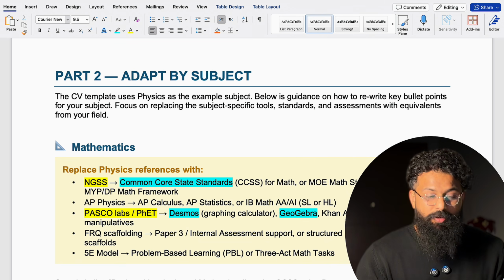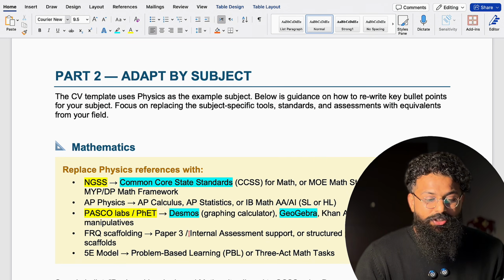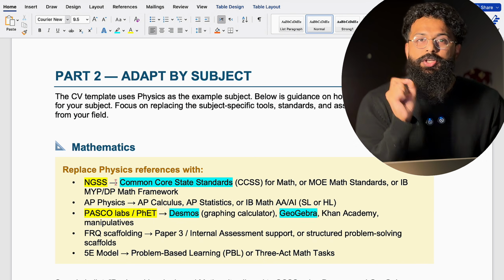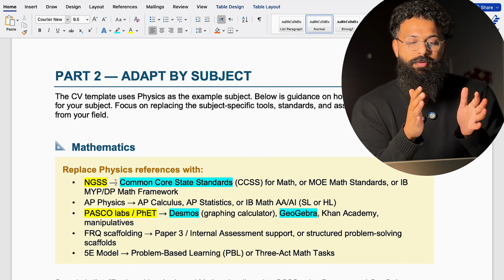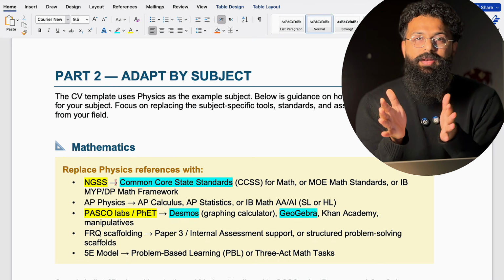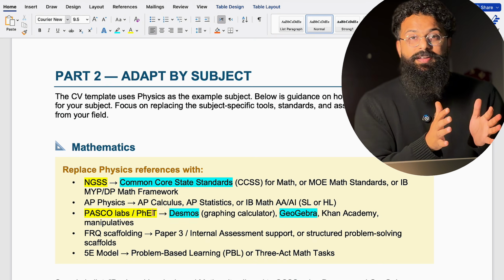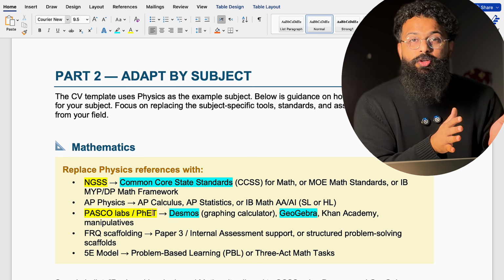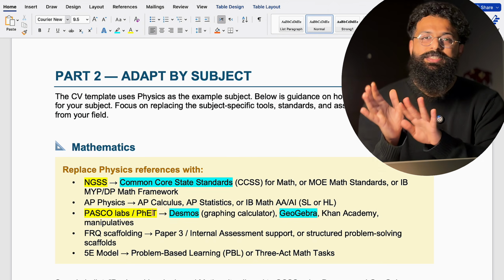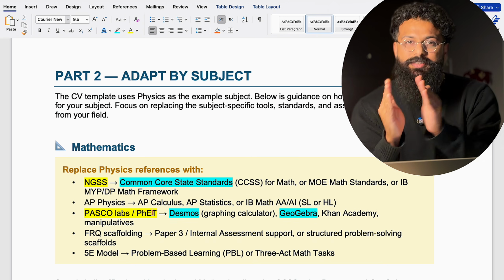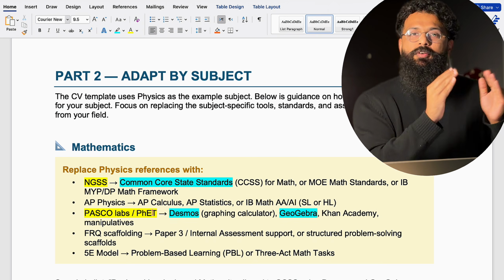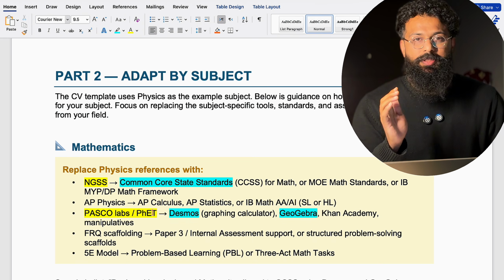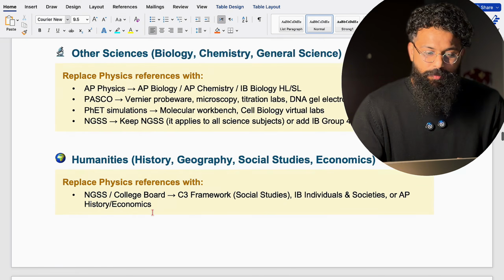So for example, for a mathematics teacher, instead of NGSS, you would reference Common Core or IB mathematics, right? Instead of PASCO or PhET, which is in science, you are going to mention GeoGebra or Desmos. The logic is exactly the same. You just replace the tools and the framework with the ones which are relevant to your subject, right? So this is there for all these subjects.